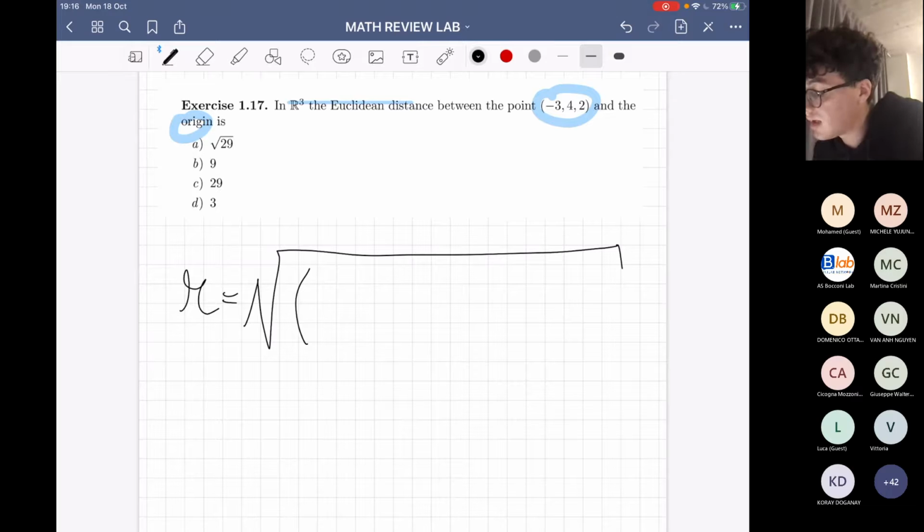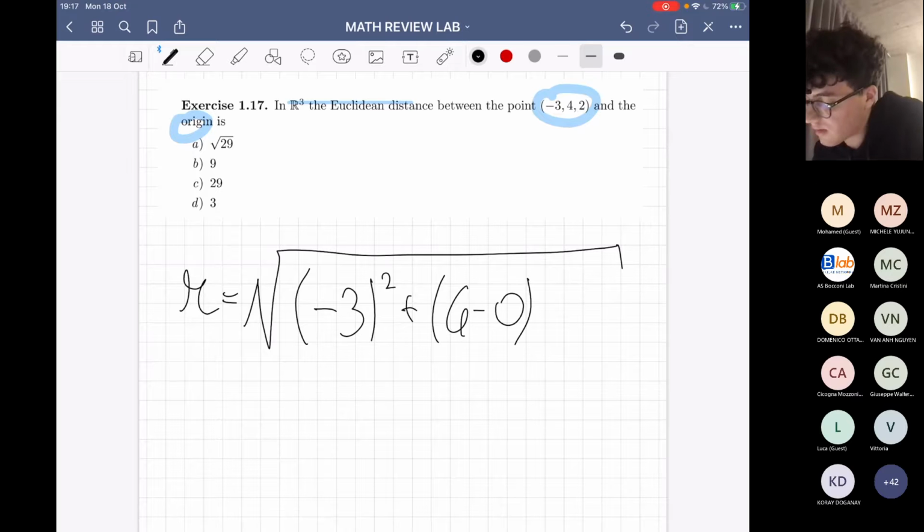So also at this point, we can calculate, for example, in this case, it's -3 squared, because it's 0 the other portion of the point of the origin, plus, in this case, 4 squared, because it's 4 minus 0. So we can write 4 minus 0, but it's just 4 as here.